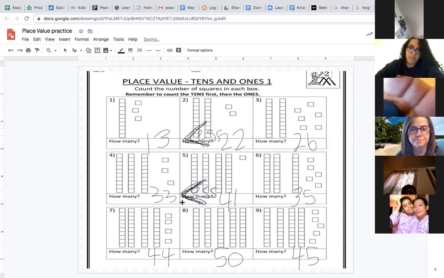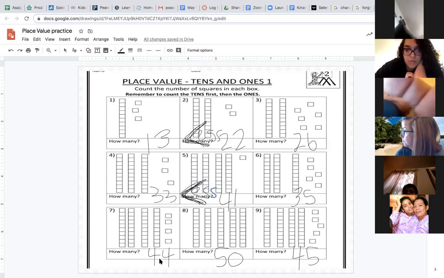So when we read it, Genesis, can you read it for me? 33 is what? Greater than. Look at your symbol. Remember we wrote that? 33 is less than 41. Good. Thank you, Genesis.